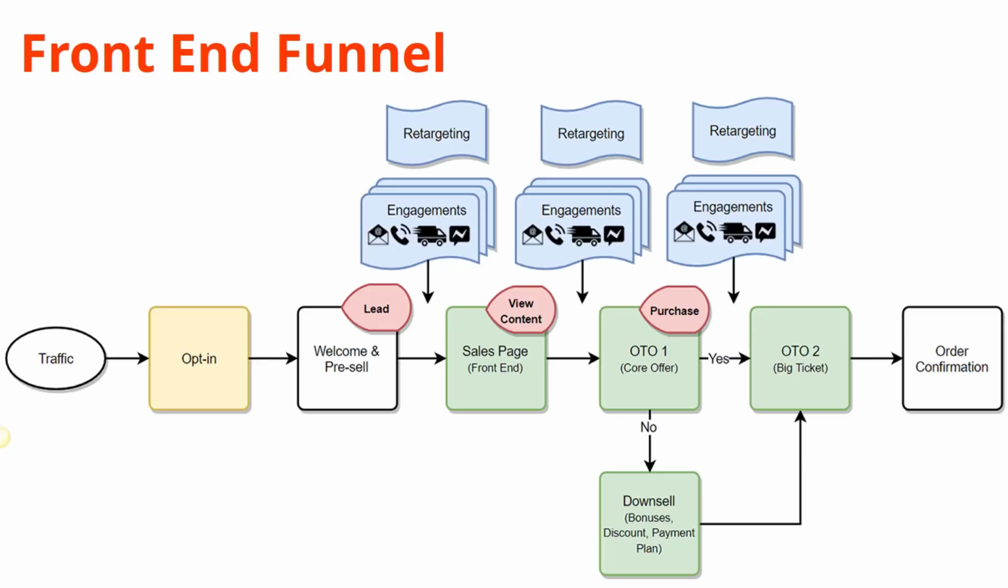So here's the front-end funnel diagram again. I'm going to walk through it real quick, and then we're going to dive into each particular element in greater detail. So of course we need to send some traffic to our funnel, whether that's through our email list or advertising or our social media posts or some other way. We're sending people to an opt-in page, and here they're going to enter their contact information in exchange for something of value like a checklist or training or something along those lines.